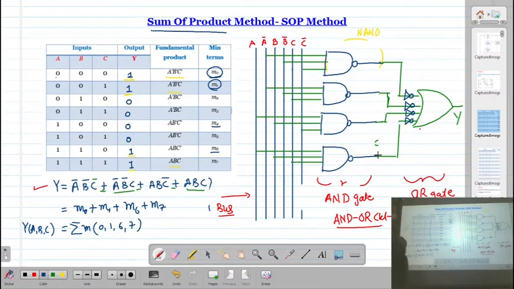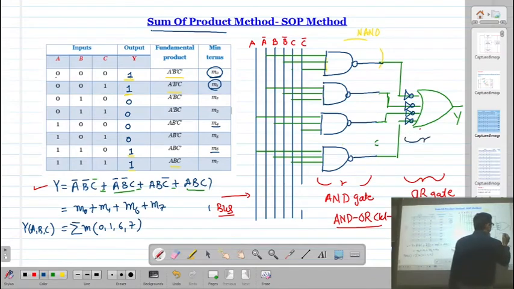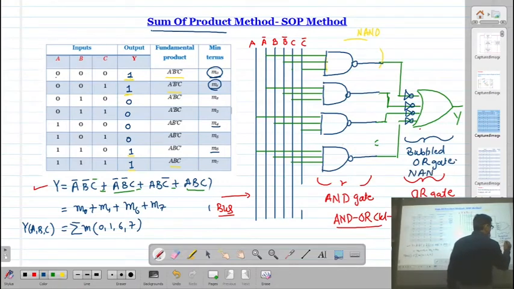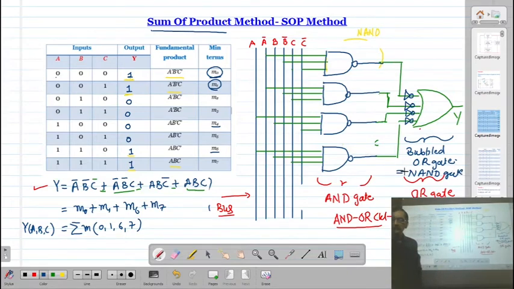So I am replacing this with the NAND gate. Now, in the output, if you see, this is representing what? It is a bubble OR gate. Remember, it is a bubble OR because at the input, the signals are inverted. So it is a bubble OR gate. And the bubble OR gate is again a NAND gate. Bubble OR gate is equivalent to what? It is a NAND gate. So if you apply De Morgan's law, then you will realize that it is a NAND.